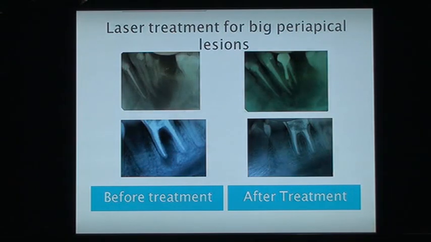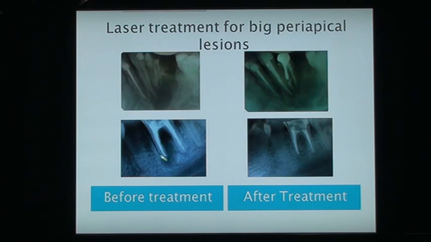We will see some cases from my own practice. Laser treatment for big periapical lesion. In this case, I use here diode 940. This is before and this is after. Here, the time between two photos is 10 months maximum.